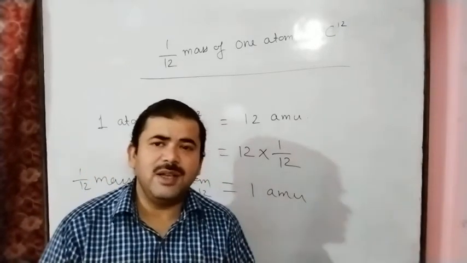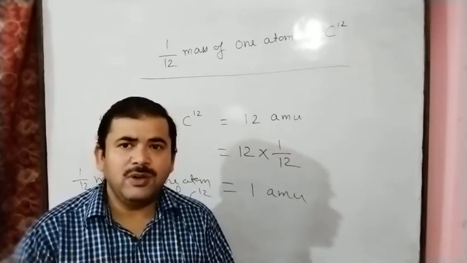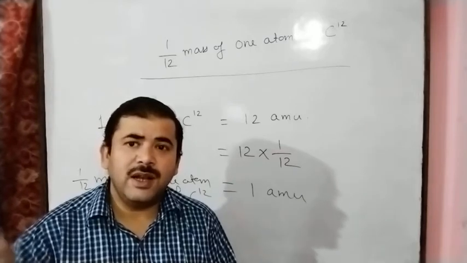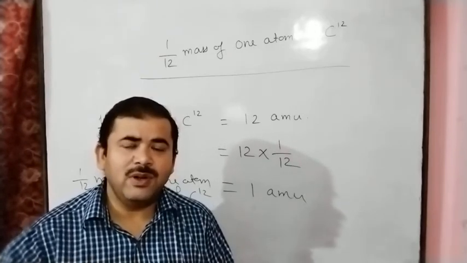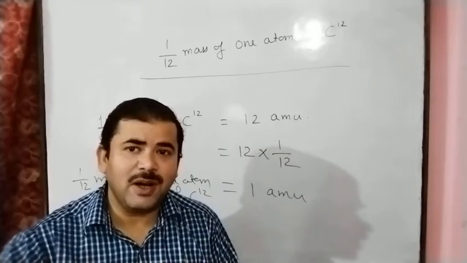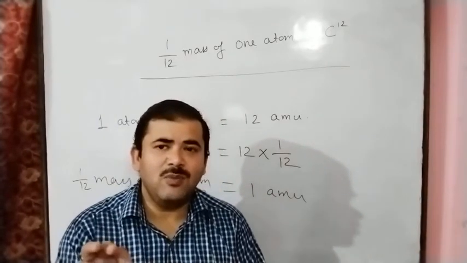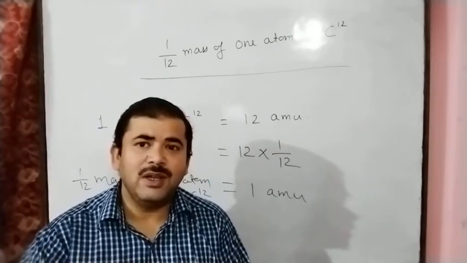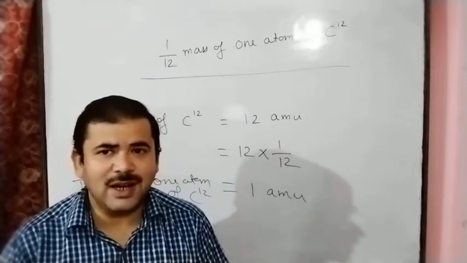The definition of relative molecular mass: relative molecular mass of an element or compound is the number of times one molecule of an element or compound is heavier than 1/12th mass of one atom of carbon-12. Simply, how many times one molecule of an element or compound is heavier than 1/12th mass of one atom of carbon-12. This is called the relative molecular mass.